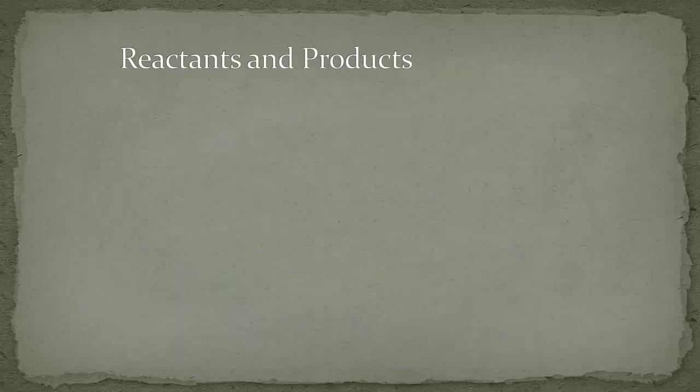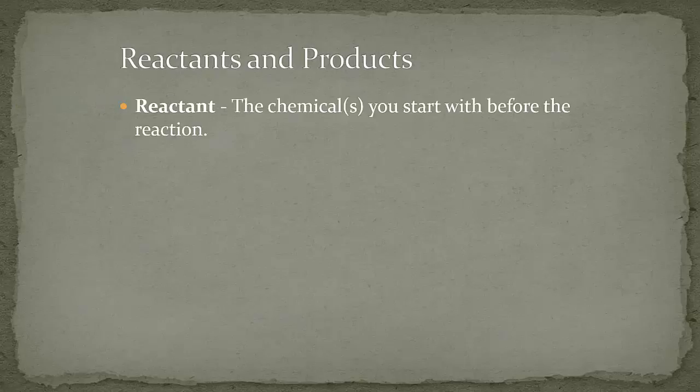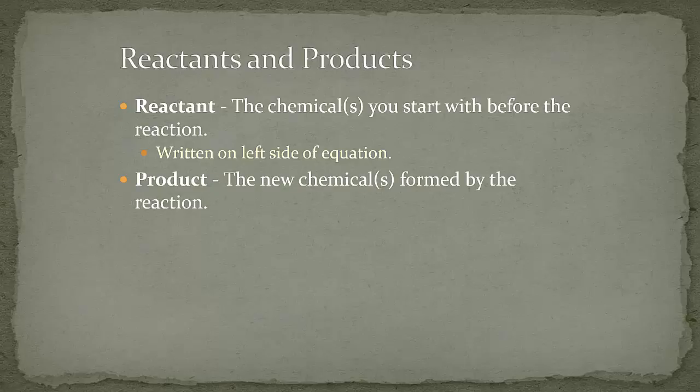Let's get to know more about reactants and products. The substances you have at the beginning are called the reactants. The new substances formed at the end of the reaction are called the products. The formulas for the reactants are written on the left side of the equation. The formulas of the products are written on the right side of the equation.